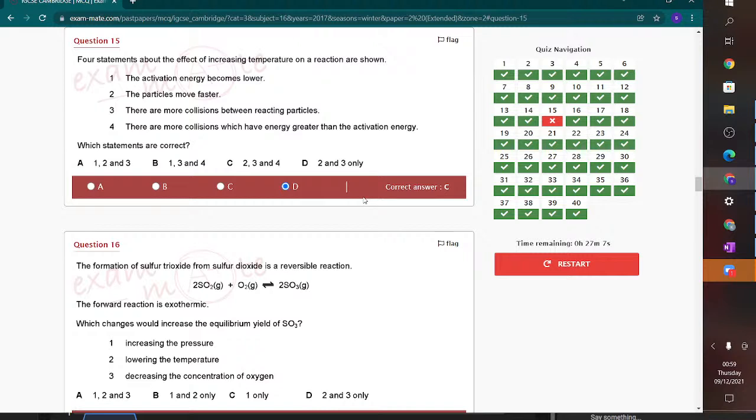Four statements about the effect of increasing temperature on a reaction are shown. Which statements are correct? The answer was C. There are more collisions which have energy greater than the activation energy. Of course, as the temperature increases, the particles have higher kinetic energy, so less activation energy is needed to jumpstart the molecules, to explain in a simple manner. So definitely 2 and 3 must be there, and 4 also is the correct answer.